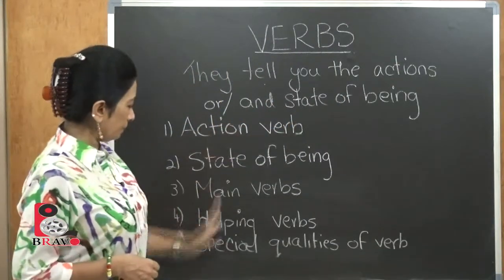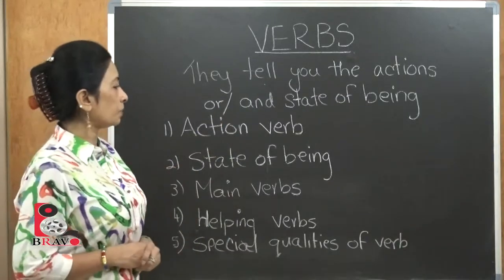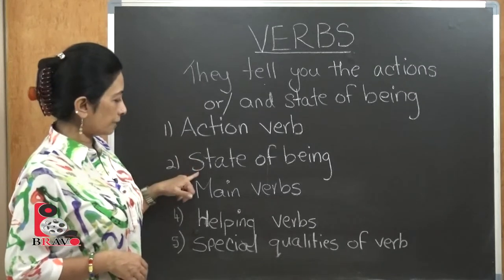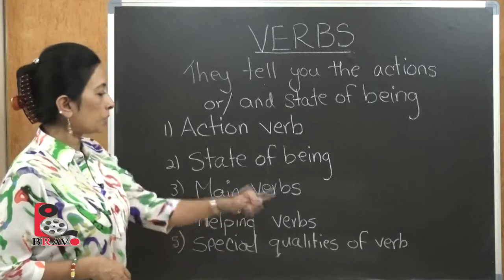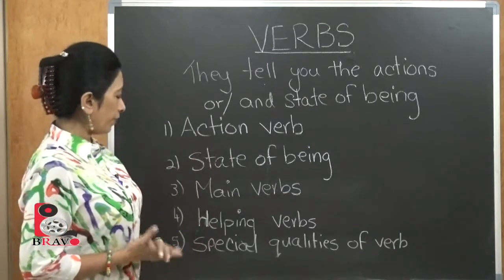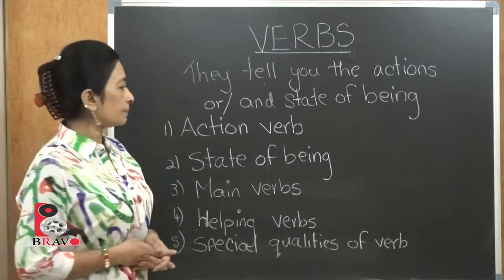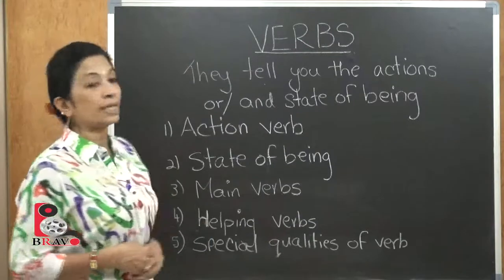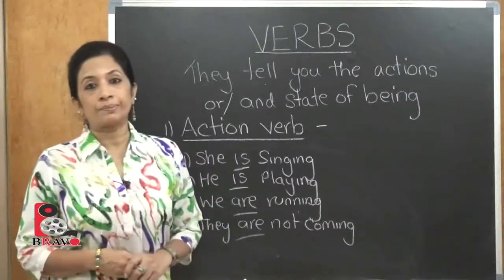And here are the main verbs that we come across in everyday English: action verb, state of being, main verb, helping verb, and special qualities of verb. So we have about 5 categories here, and I'm going to give you some examples with sentences where we are using each and every one of them. Okay, so let's start with the action verb.